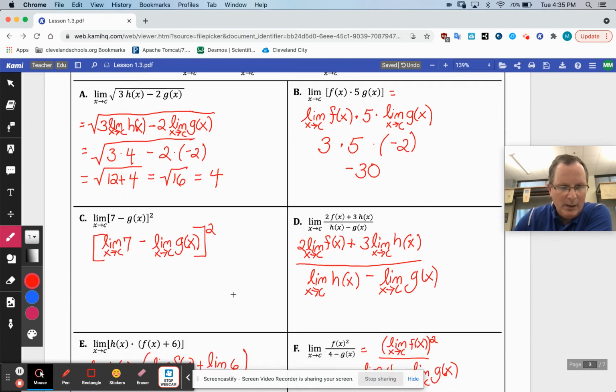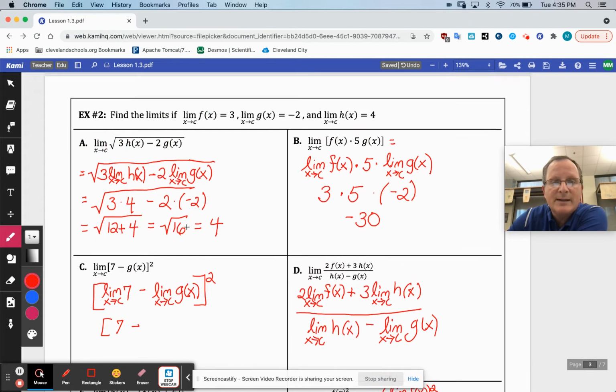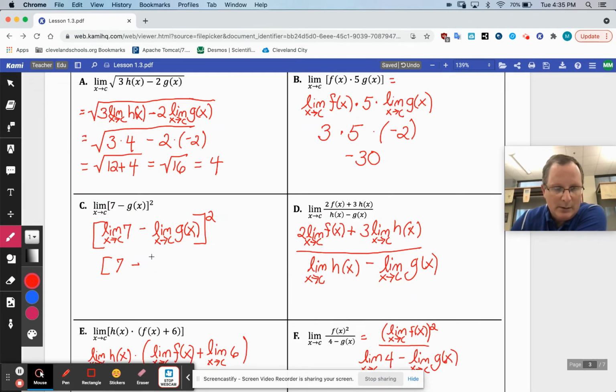All right, down here, we have several things happening. I like this a lot. So once I assign this limit to the 7, because that's not a constant multiple, that's just a constant, that means it is going to stay 7 regardless of what x is approaching, minus the limit as x approaches c of g of x. Is that negative 2? Yeah, that's negative 2. All right. And then I'm squaring that entire result. Okay, so I've got 9 squared, 81.